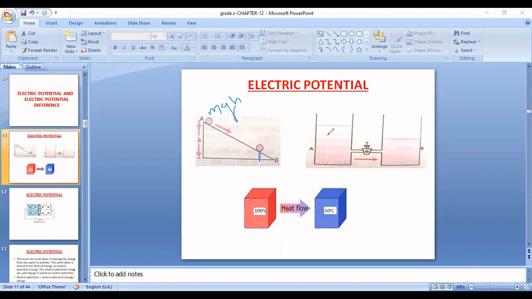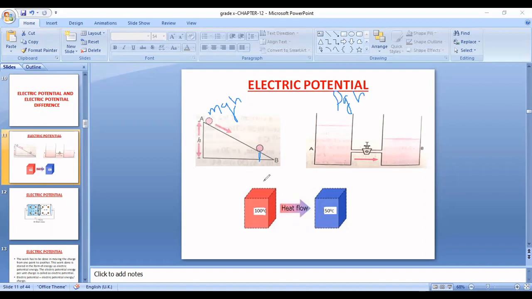ठीक है, अभी दूसरे फिगर पे आते हैं. यहाँ पर क्या है कि we are having the two tanks which are interconnected, right? And in tank A the level of water is more, in tank B the level of water is less. Now we know that the pressure is equal to rho gh, right? So since h is more in the case of A, the pressure is more in the tank A and the pressure is less in tank B. So the water is going from higher pressure to the lower pressure, right?